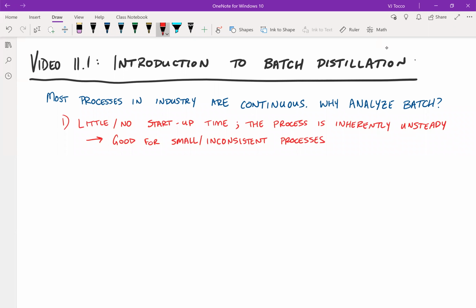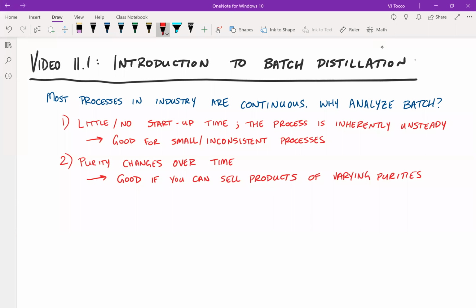The first reason is that a batch process has very little or no startup time. Because the process is inherently unsteady, there is no waiting period for the process to achieve steady state before you can begin taking product. In contrast, in a continuous distillation column, as you'll see next semester in your unit ops class, there is a period after you start up the column when you cannot take product because the process is reaching steady state. For this reason, batch processes are good for small or inconsistent processes where you're not making product continuously, 24/7. And the second reason is if you have a purity change over time.